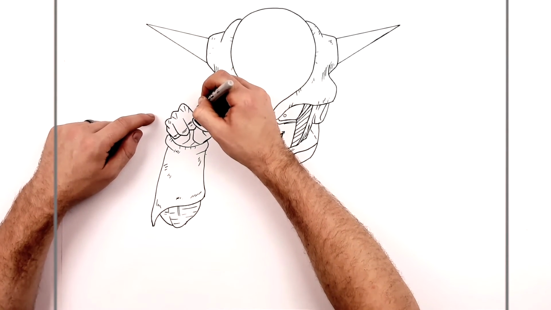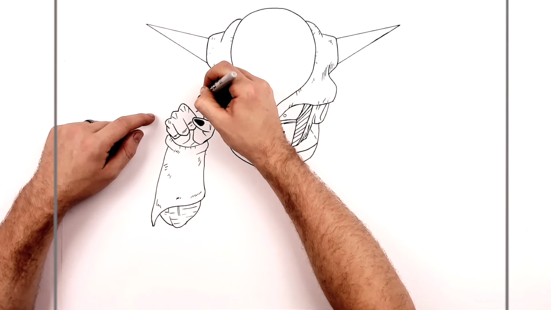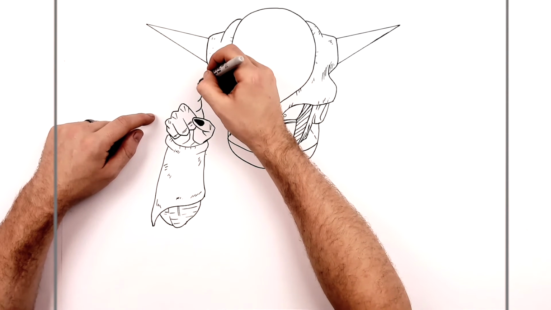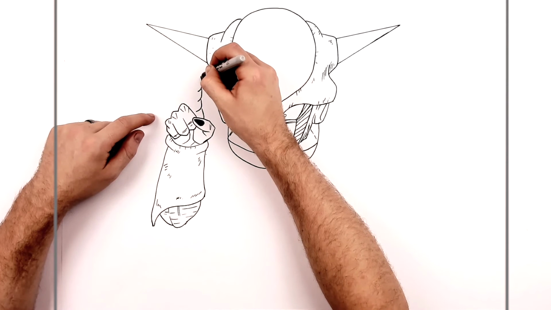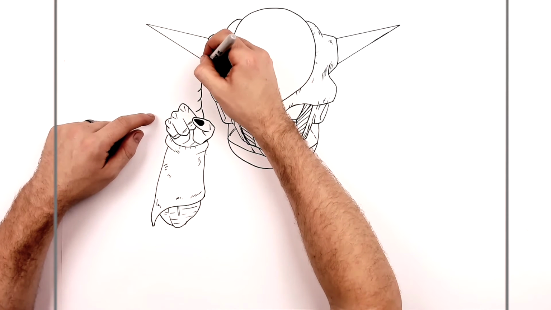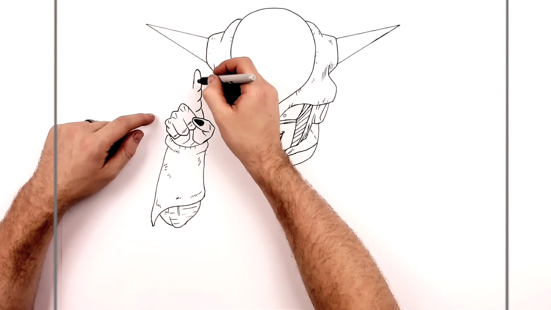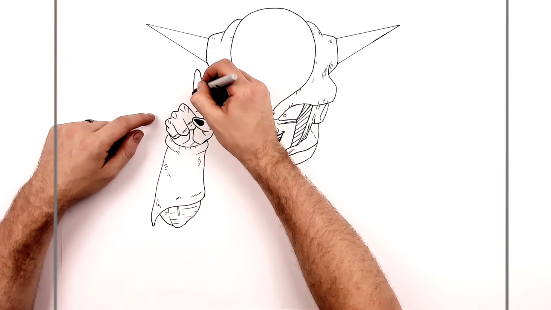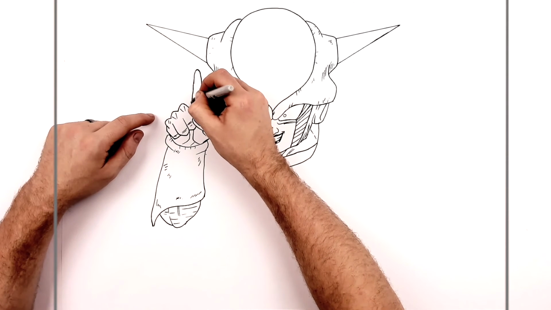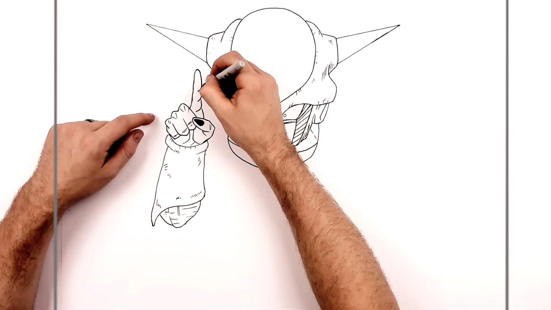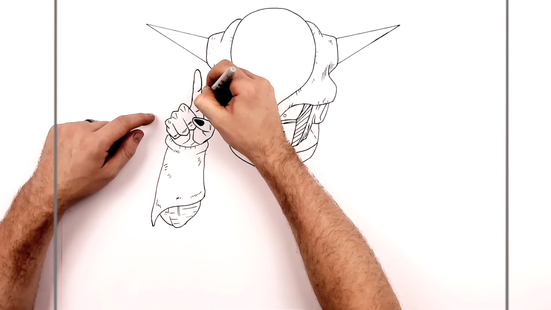So you go 1, 2, 3, and this one's a little bit longer because it's the top of his finger and it's real pointy, right? So it comes around like so, down. Like that, right? And then you can just sort of smooth these up and stuff.